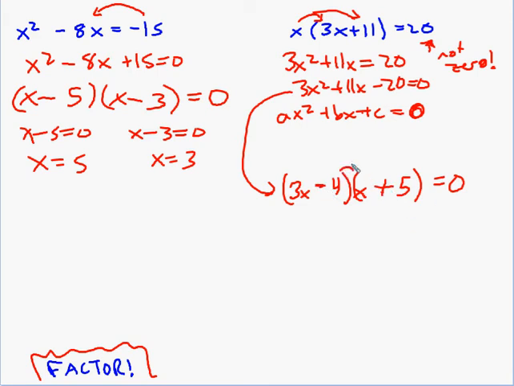And when I do my quick check, negative 4x, 15x, I combine those, I get my 11. I don't know why students don't check their factoring. It's pretty easy. It only takes a couple seconds. X equals 4/3, x equals negative 5. And we're good.